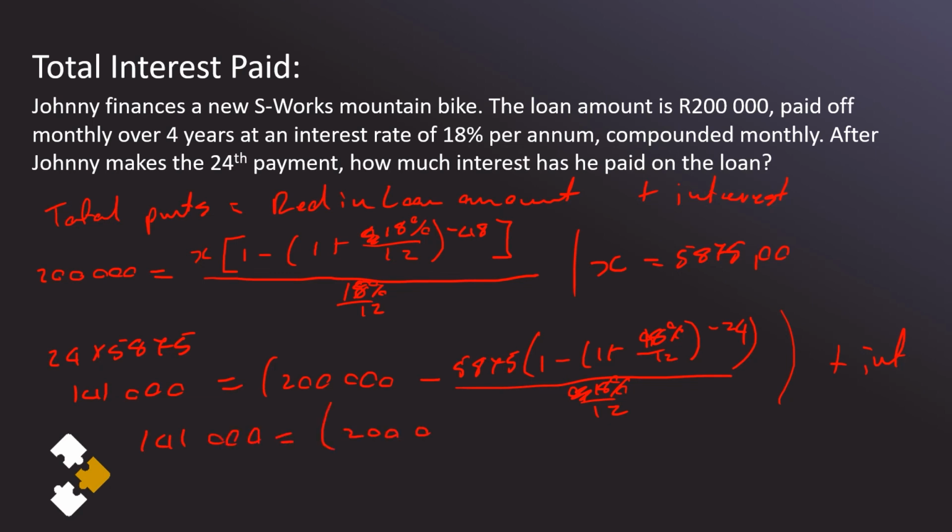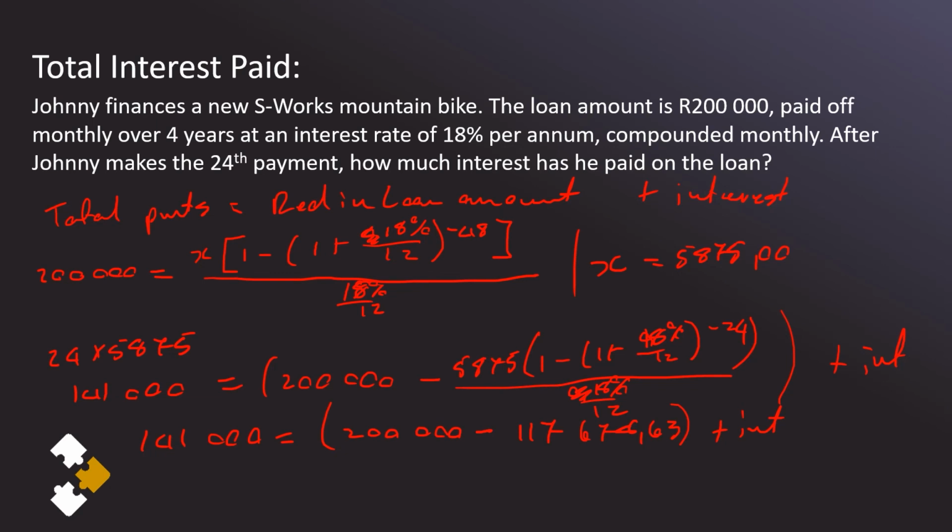So 200,000 minus the 117,678.63 plus the interest. To find the interest, we just have to take what's in the bracket, take it to the other side, and subtract. So he's paid 141,000 minus the 200,000 minus the outstanding balance, 117,678.63.